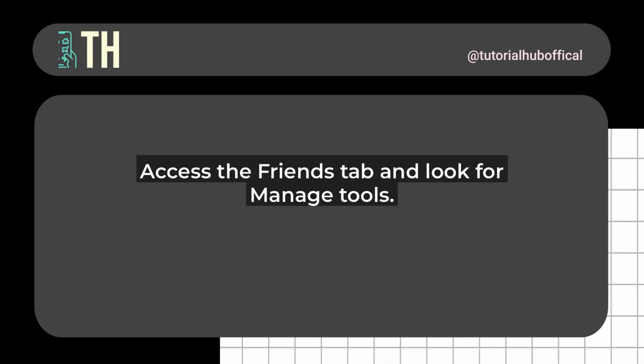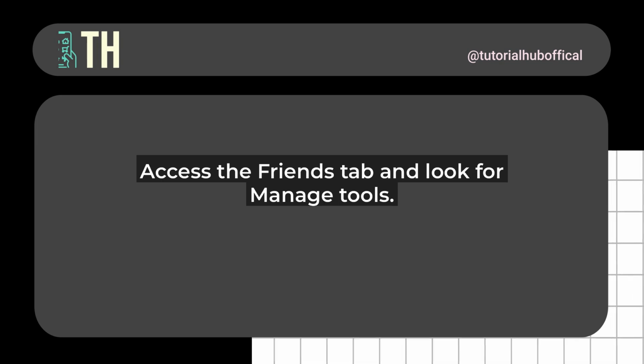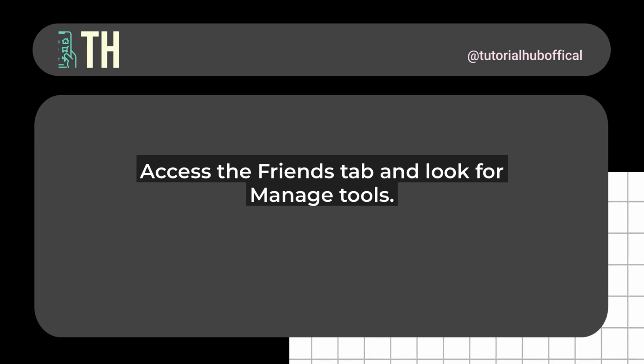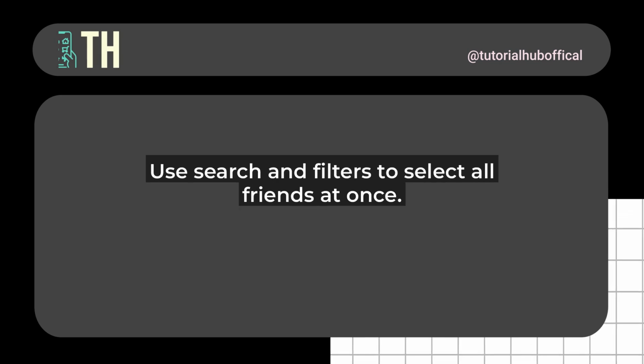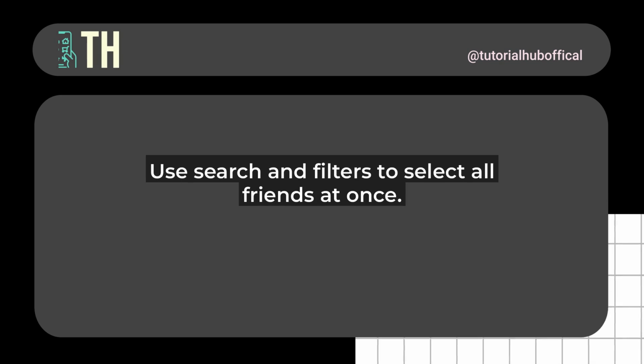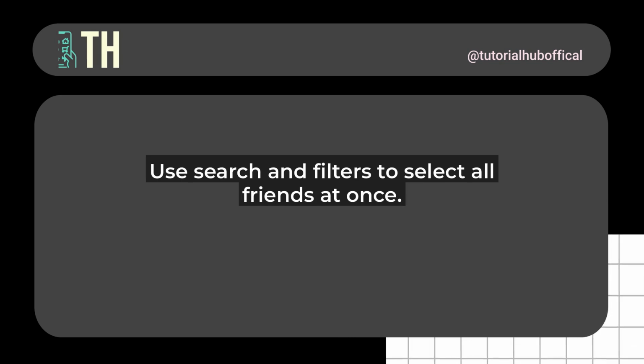Step 1. Head to your Friends tab. You can find this by clicking on your profile picture and selecting Friends from the menu. Once there, look for the Manage or Edit options. In 2025, Facebook has introduced a bulk management tool under Settings. Click on that to access a new interface for selecting multiple friends.